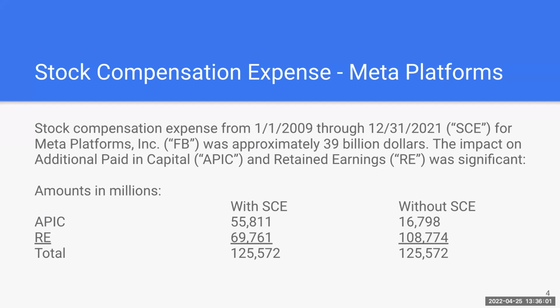The stock compensation expense from January 1st, 2009 through December 31st, 2021 for Meta platforms was approximately $39 billion. And that impact on additional paid-in capital and retained earnings was materially significant. If we were just reclassifying the amounts of stock compensation expense, basically removing it, you'd be looking at an impact of about $39 billion.